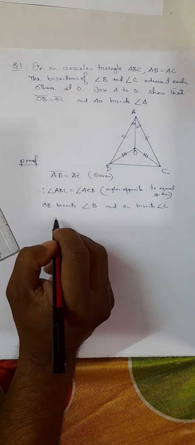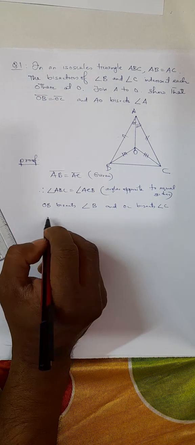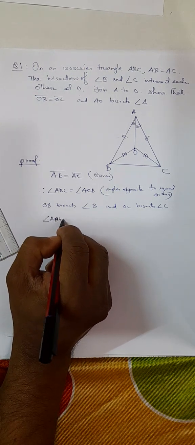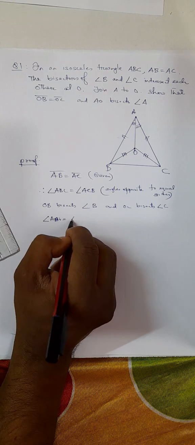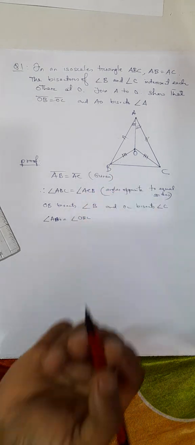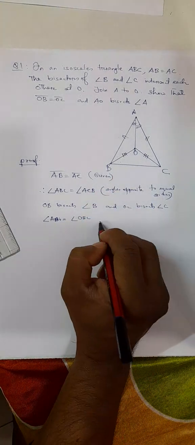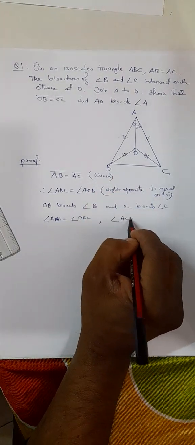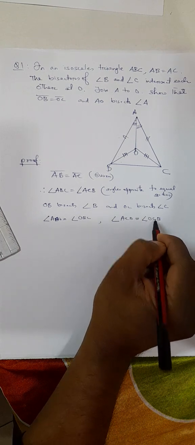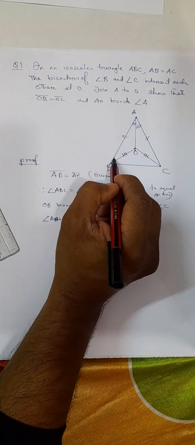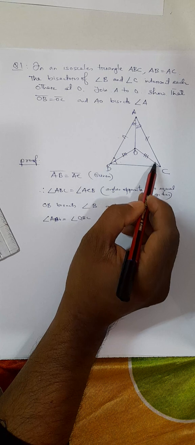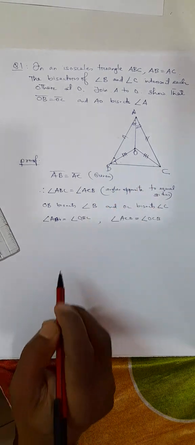You know, bisect: angle ABO equals OBC. These two angles are equal. Similarly, angle ACO equals angle OCB. OB bisects angle B, that means these two angles are equal. Similarly, OC bisects angle C, that means these two angles are equal.